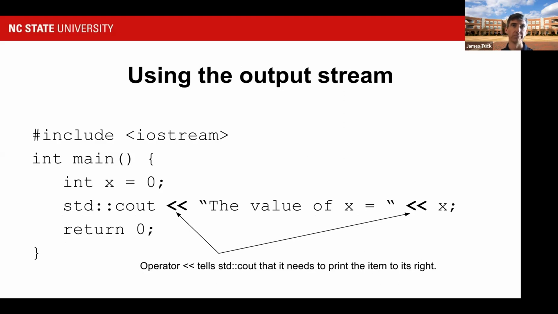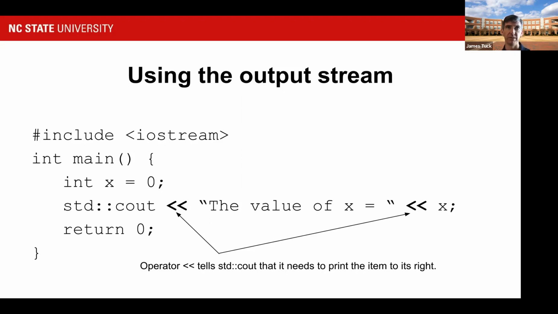And then after this string, we have another left shift operator. And we put the variable X. And so that means next we're going to shift the value of X into the output stream. And it's going to first print the string, and then it's going to print the value of X.